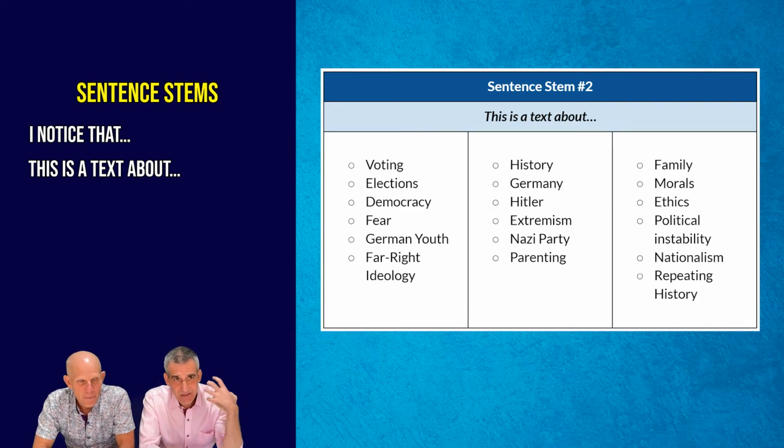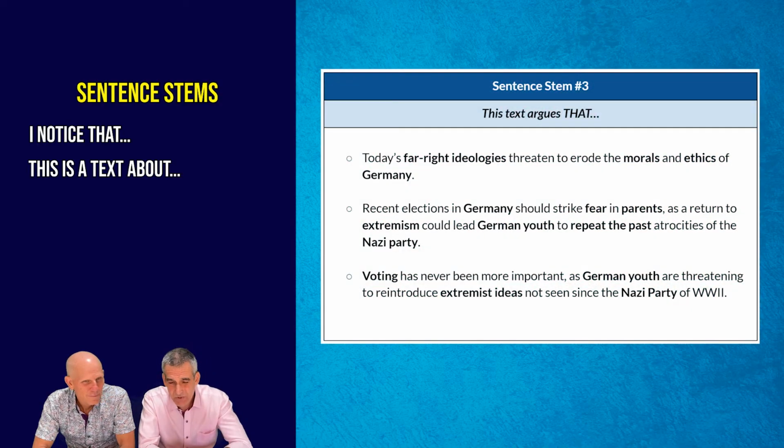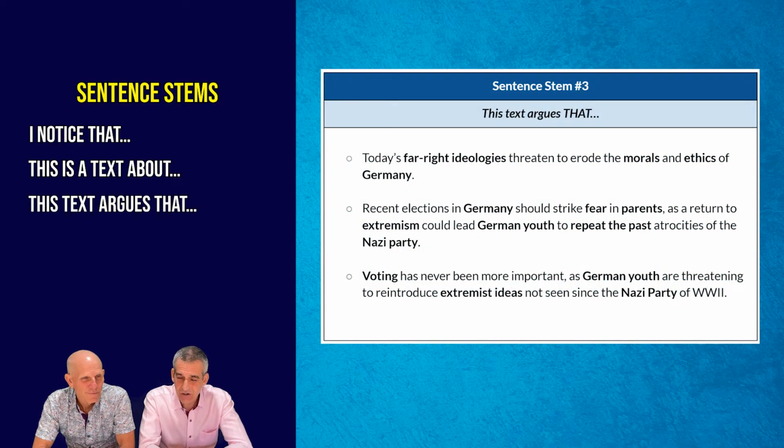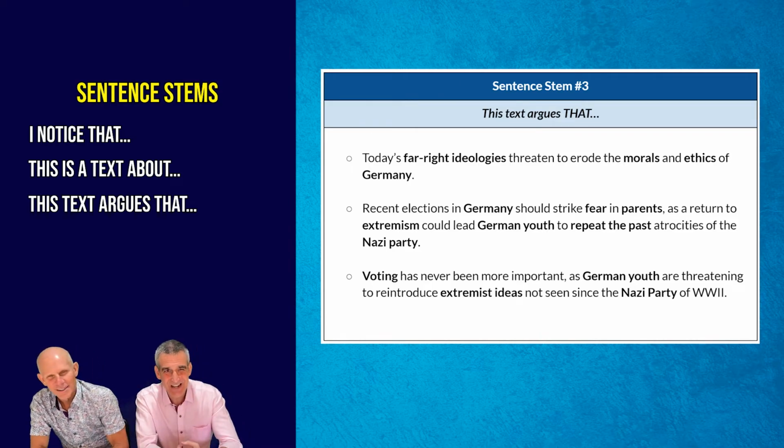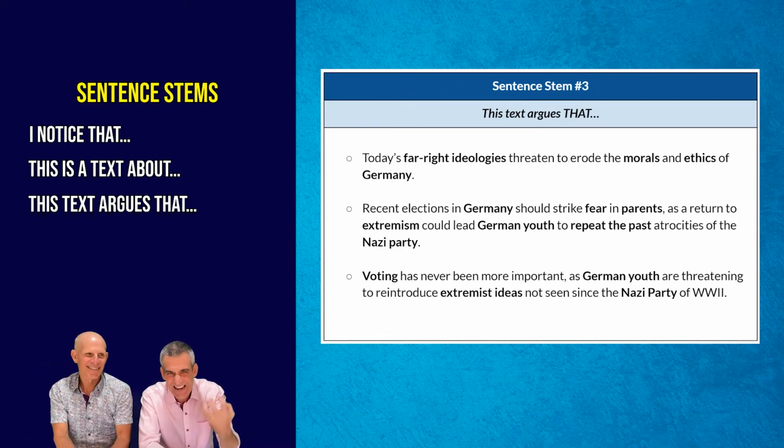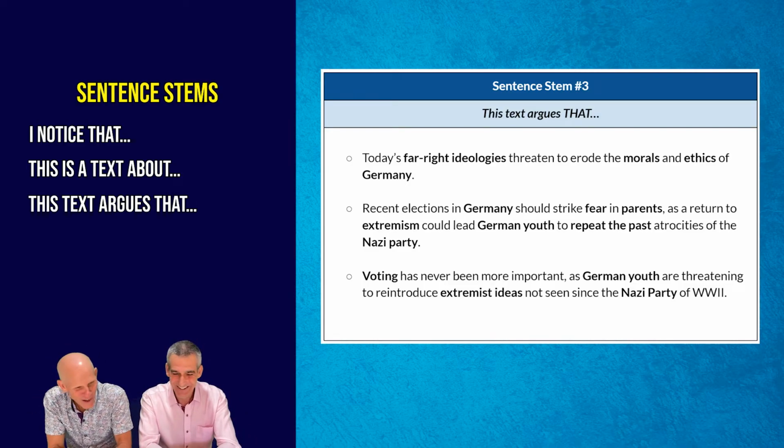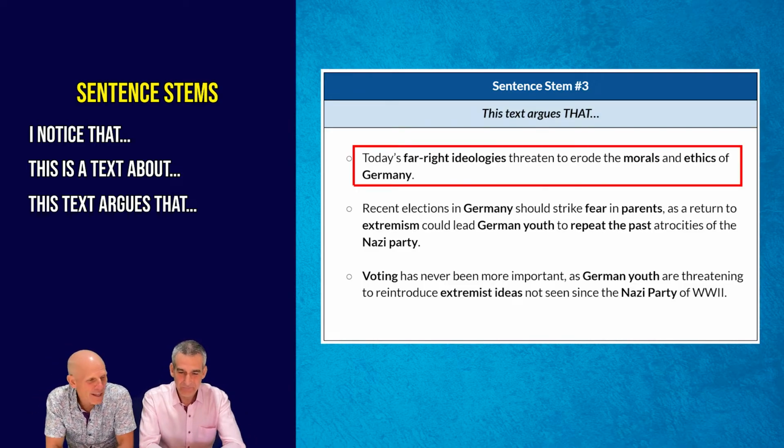Now that we've done some of that thinking about those relationships, we move to sentence stem number 3. Sentence stem number 3 reads as follows: "This text argues that." I do like that. It forces you to say something. You can't say "this text argues voting." You've got to say something after the word "that." Yeah, that's true. This text argues that today's far-right ideologies threaten to erode the morals and ethics of Germany.